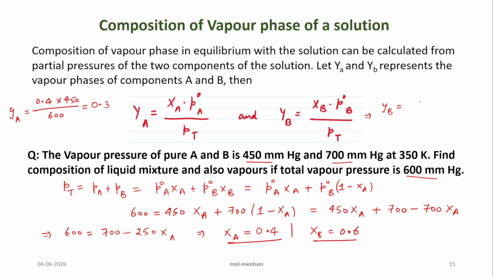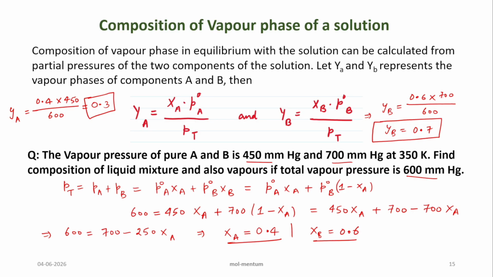Then you can also calculate YB, which is chi B, we have calculated 0.6, into P naught B, which is 700, divided by total pressure, again 600. If you solve this, YB will come out to be 0.7. So this is 0.7 and this is 0.3. In this way we can calculate the vapor phase composition.